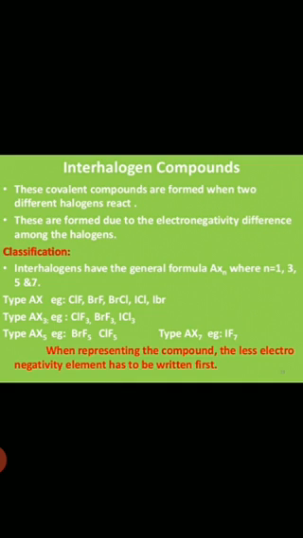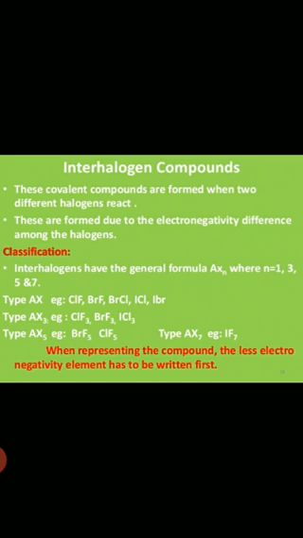AX type. Here students, what is A and what is X? A is the less electronegative halogen. The element which will have less electronegativity, or we can say which is more electropositive, will be written first. So in AX, A is less electronegative than X. If we take the example ClF, Cl is less electronegative than fluorine. Similarly, we have BrF5, BrCl, ICl and IBr.